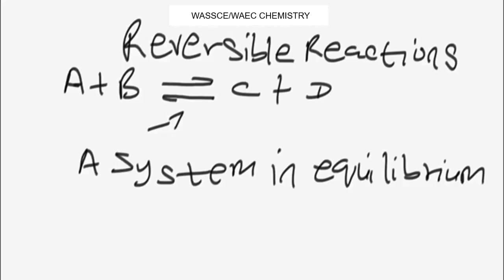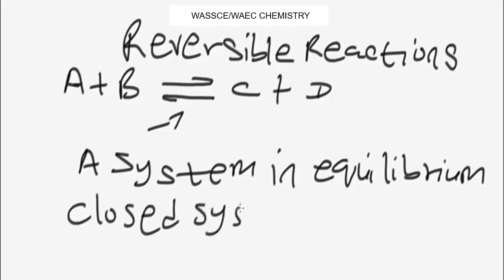Now note that equilibrium is only reached if the reversible reaction takes place in a closed system. What's a closed system? A closed system just means that none of the reactants or products can escape and nothing else can get in. For instance, when you are boiling water in a cup and you close the cup, or when you are boiling water with a pot and you close the pot, that's a typical example of a closed system.